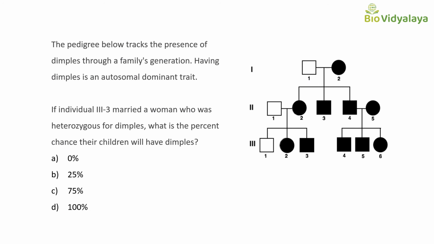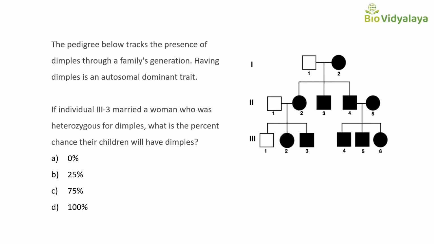Let's see one more practice question. Question is, the pedigree below tracks the presence of dimples through a family's generation. Having dimples is an autosomal dominant trait. If individual 33 married a woman who was heterozygous for dimples, what is the percent chance their children will have dimples? Options are option A 0%, option B 25%, option C 75%, and option D 100%.